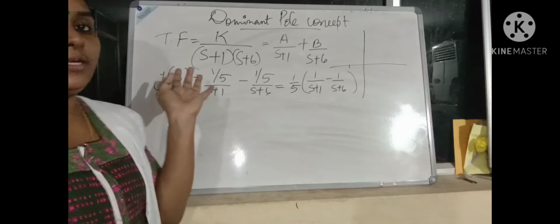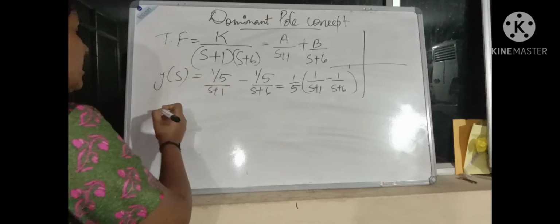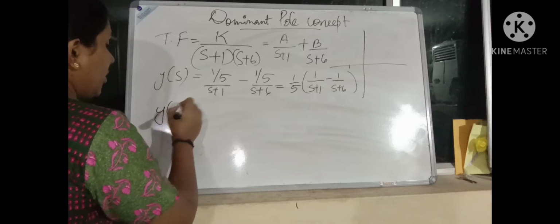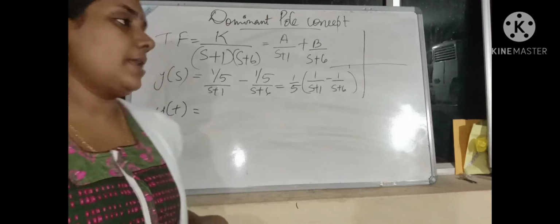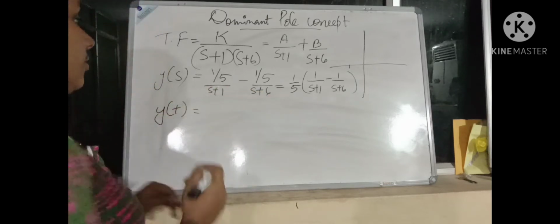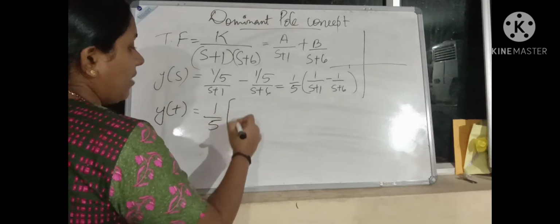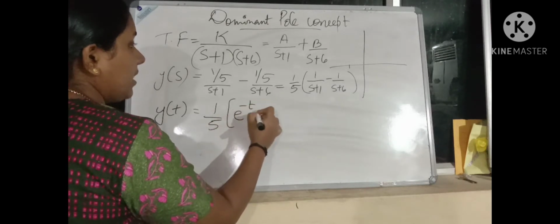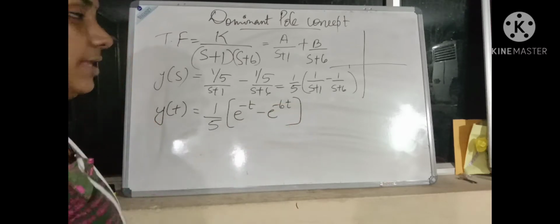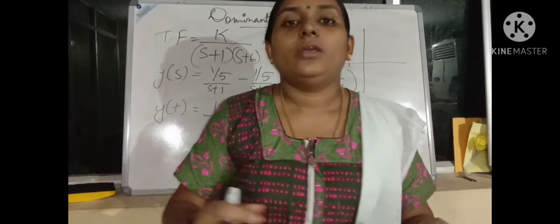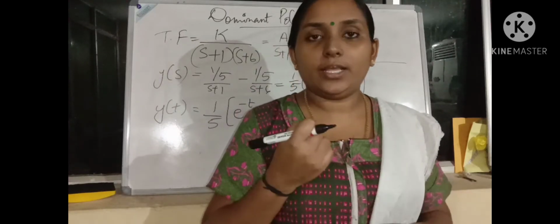In order to find the value in the t domain, just write y of t and find out the inverse Laplace transform for this function. We'll get the answer as 1 by 5 into (e power minus t minus e power minus 6t). All clear? See, significant poles are the dominant poles which are closer to the origin.